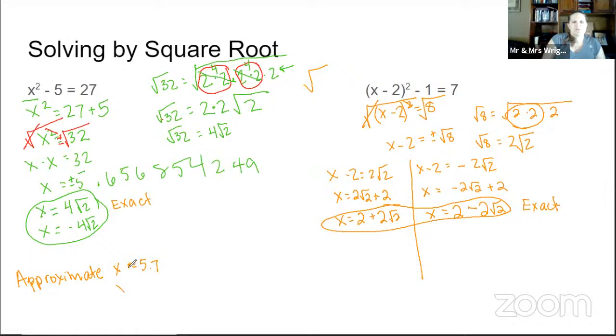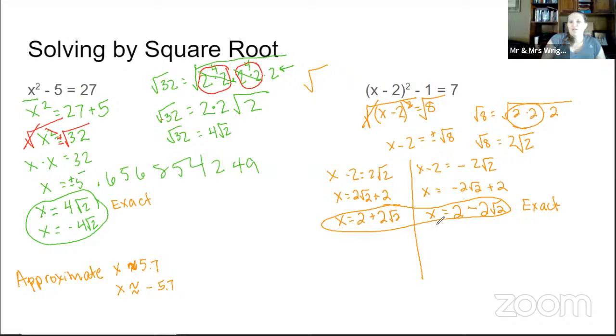And it's actually not supposed to be an equals. It's the wavy symbol, a wavy little equal sign. That means approximately or roundabout, kinda. It's mostly this, negative 5.7. So those are my 2 approximate answers.